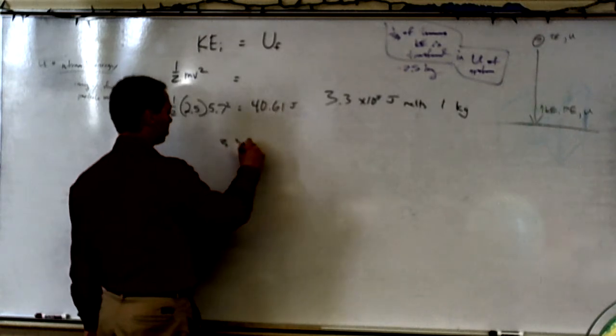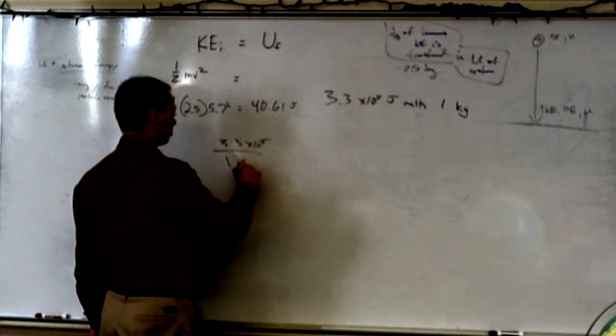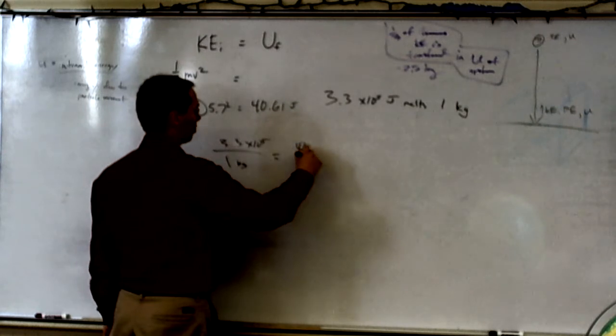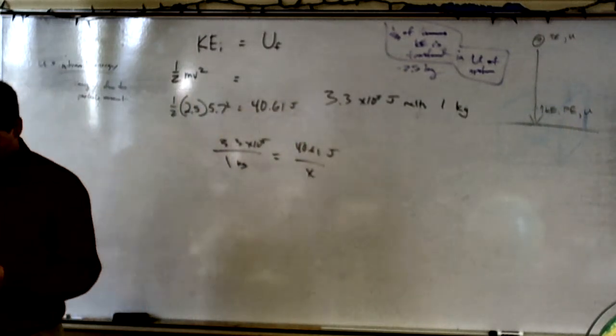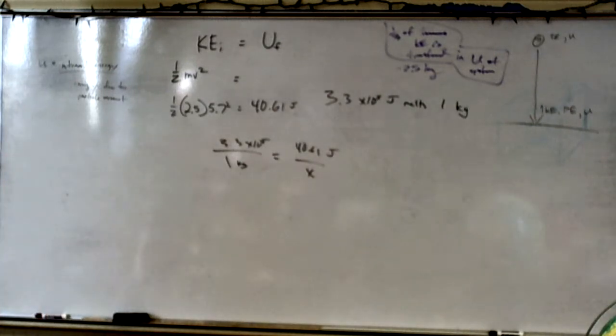You have 3.3 times 10 to the 5th melts 1 kilogram. How much does this melt? Just a proportion. Does that make sense, Anna? Yeah.